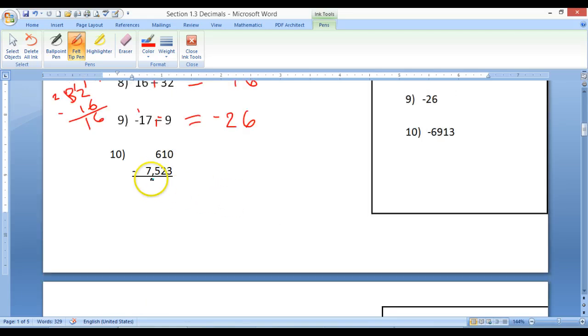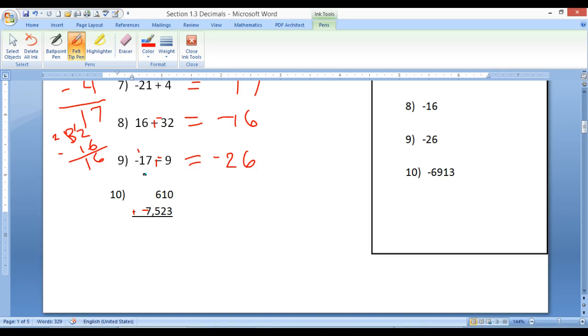However, you'll notice that the bottom number is much bigger than the top number. What do we do with that? First of all, we had talked about previously adding the opposite. So let's go ahead and do that here. We're going to change this to add the opposite. So really we have a positive 610 and a negative 7,523. Well, what did we do when they were opposite?